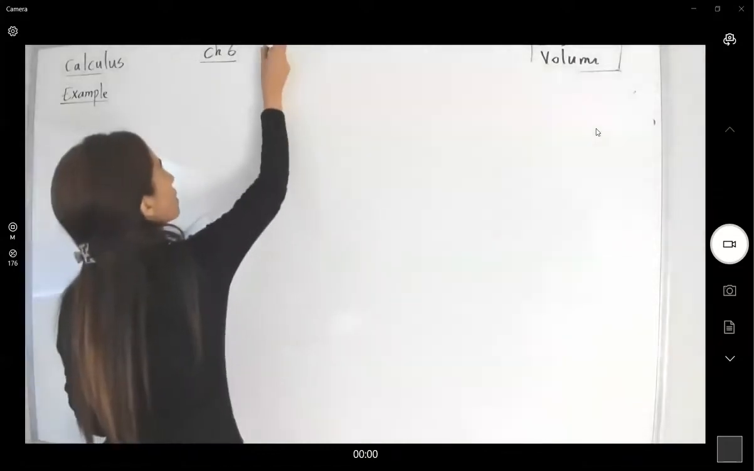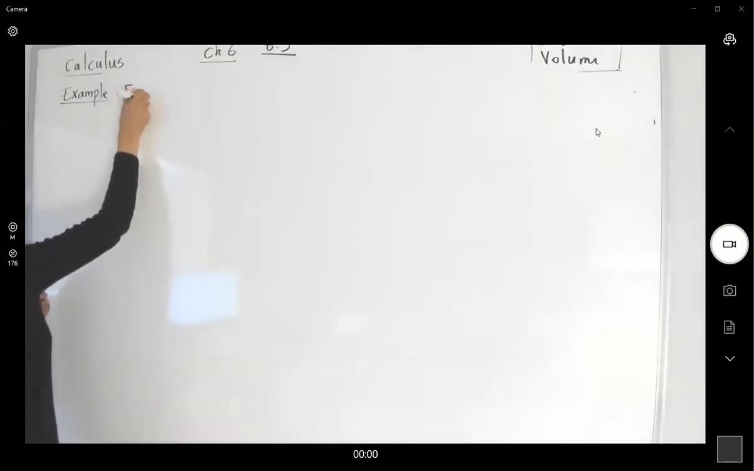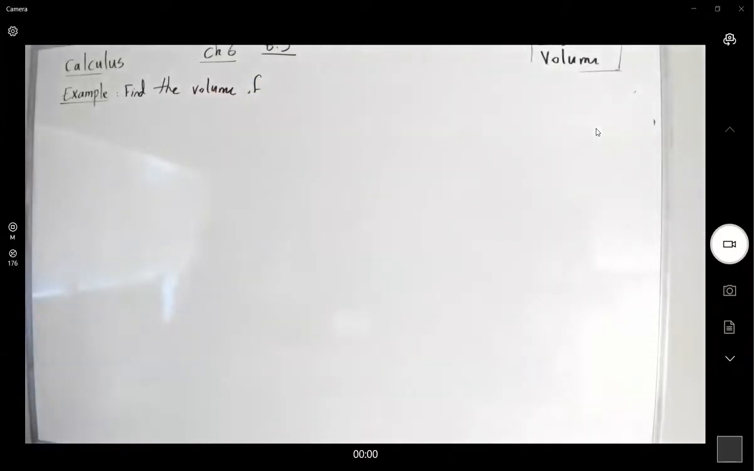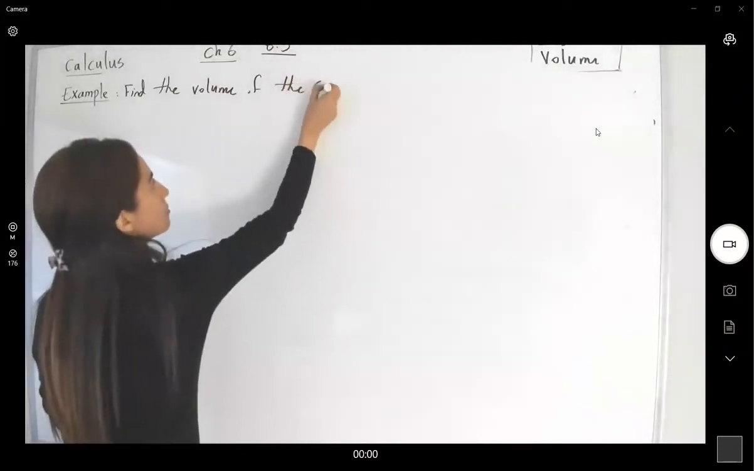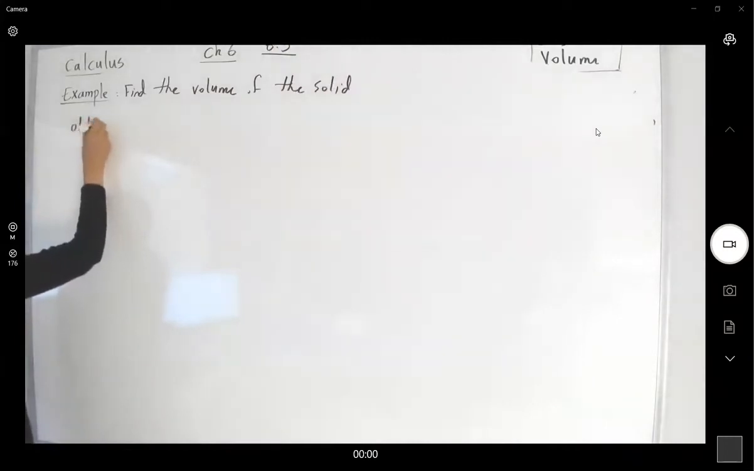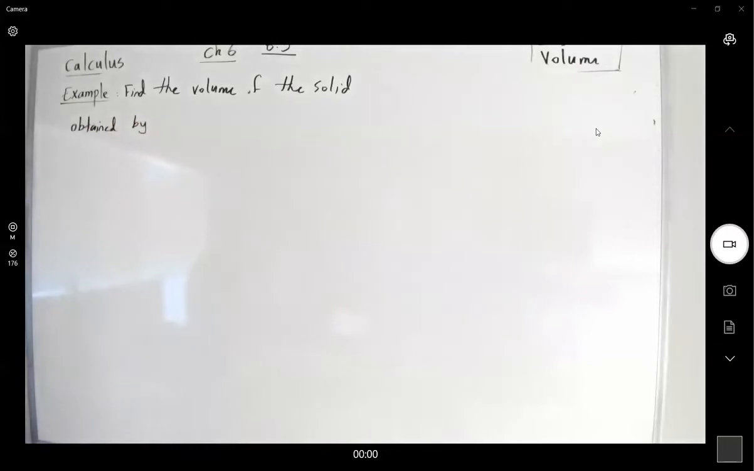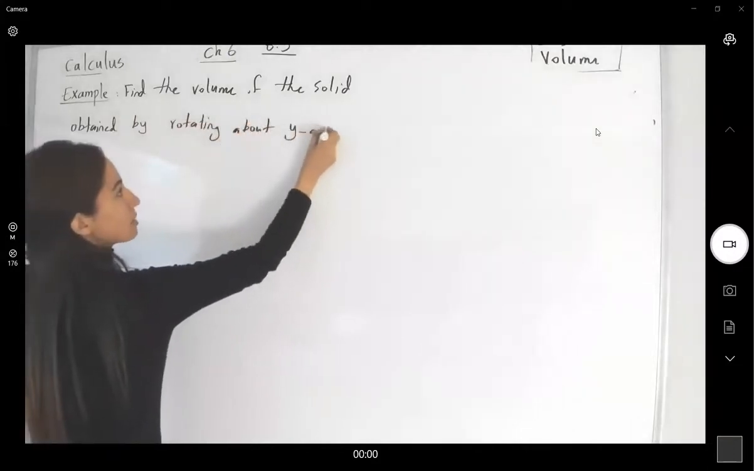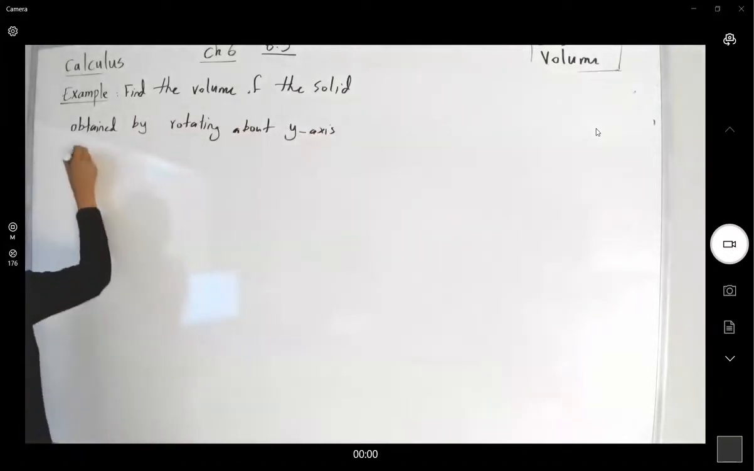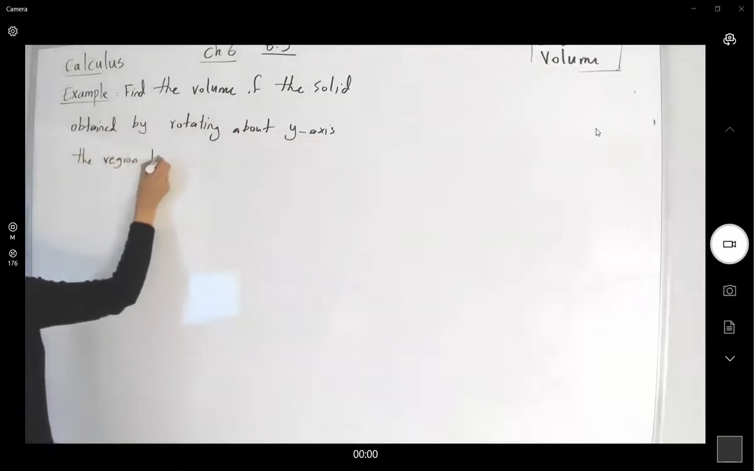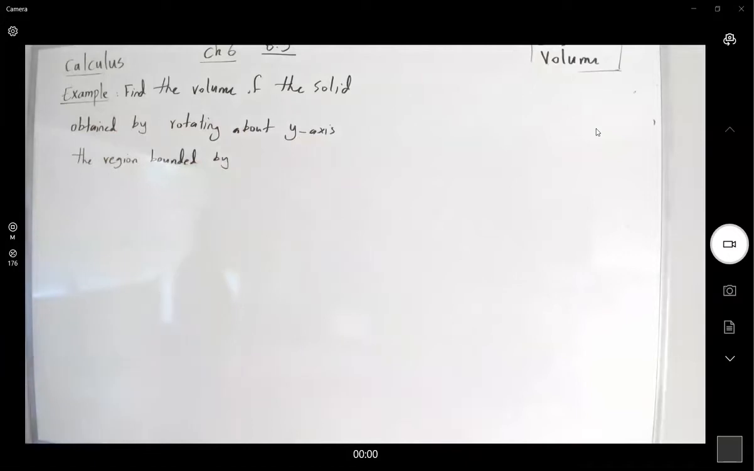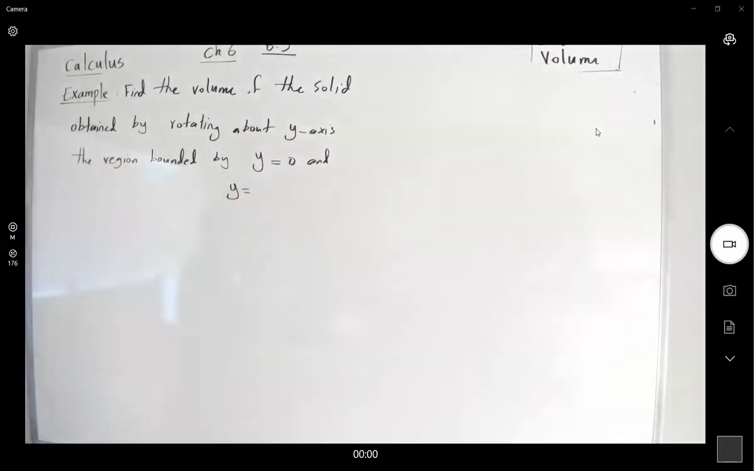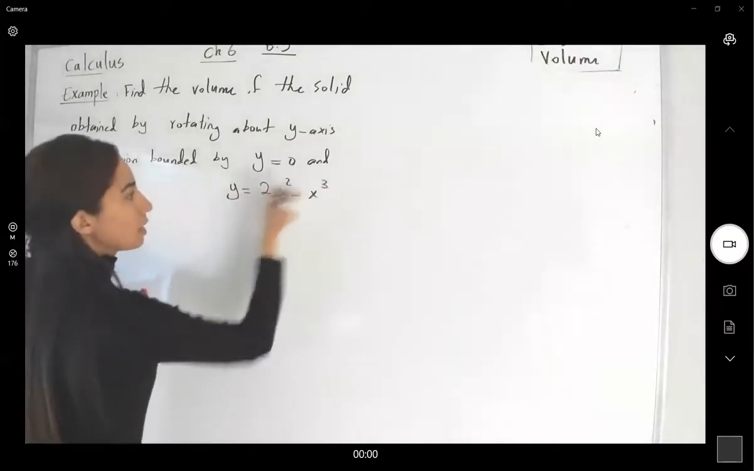6.3. Well, suppose you have this question. The question says, find the volume of the solid obtained by rotating about the y-axis the region bounded between y equals 0 and y equals 2x squared minus x cubed.